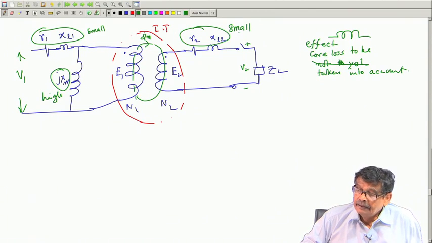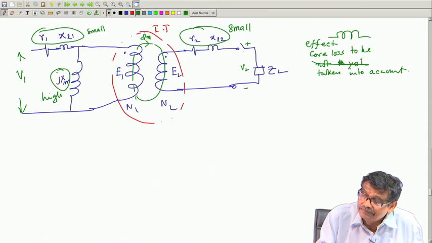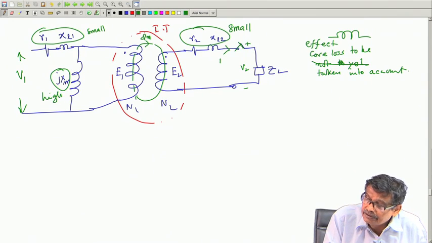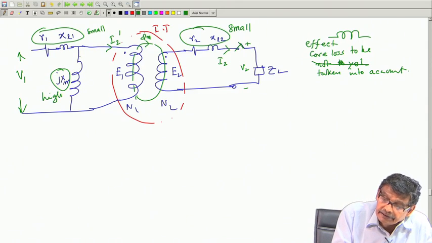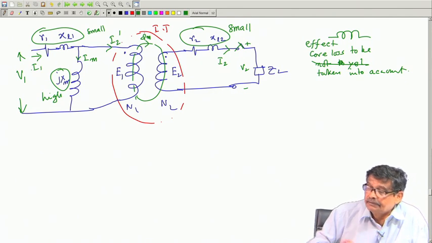Okay. Now, in this case, once again let me do that, because suppose S2 is closed, what will be the thing? There will be some current I2 here. The moment I2 flows through the secondary of the ideal transformer, I2 dash will flow through the primary of the ideal transformer, and this current is Im and this current is I1, that is what is going to happen.